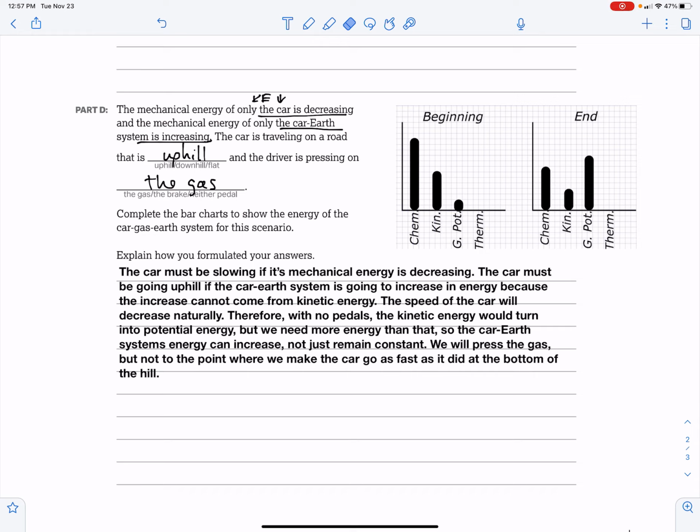The speed of the car will naturally decrease. Therefore, with no pedals, the kinetic energy would turn into potential energy. But we need more energy than that. So the car-Earth system energy can also increase and not just remain constant. That means we have to be pressing the gas pedal, but not to the point where we make the car go faster than it did at the bottom of the hill. So the car is still slowing down, but that pressing of the gas pedal and the conversion from chemical energy becomes an additional rise in gravitational potential energy.